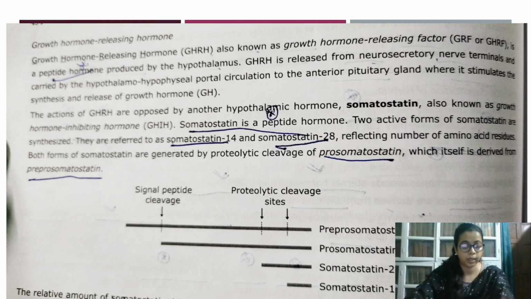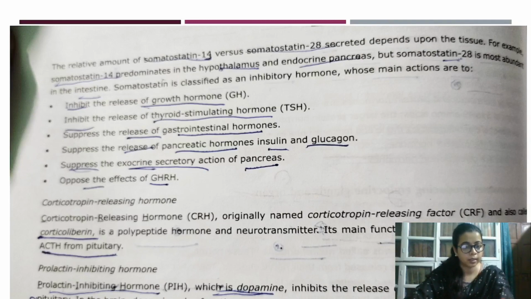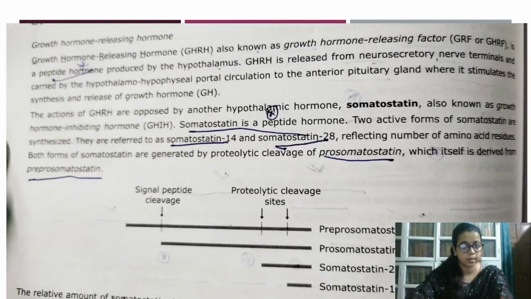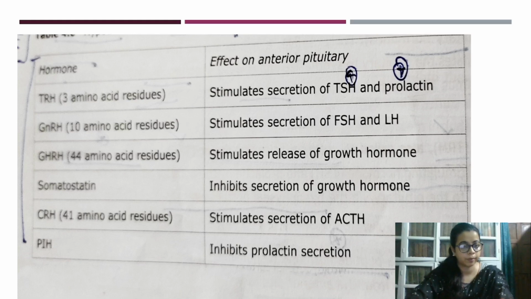If you see this chart, corticotropin releasing hormone, you will understand better. All these things are represented in the form of a chart. First is the thyrotropin releasing hormone, that is TRH. It will stimulate the secretion of TSH and prolactin. All these things we will be discussing in detail. First you need to understand from where it is released. Then GnRH, that is gonadotropin releasing hormone. It will secrete FSH and LH. The function of each we will be discussing.